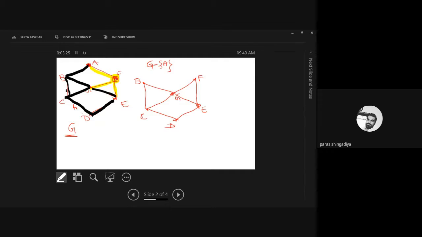Now, the last one is G minus H. It means just delete H from the graph. So the main graph is yours. In the second one you removed F, in this you have to remove H, the middle vertex, from it.